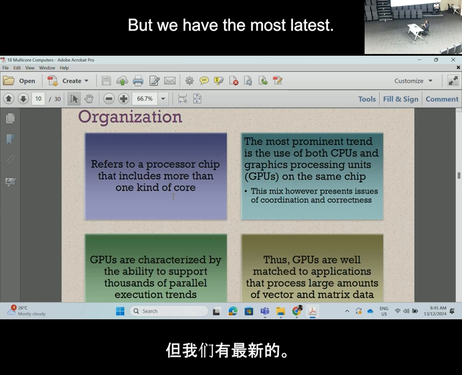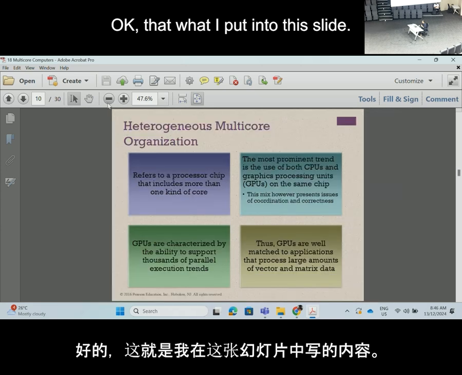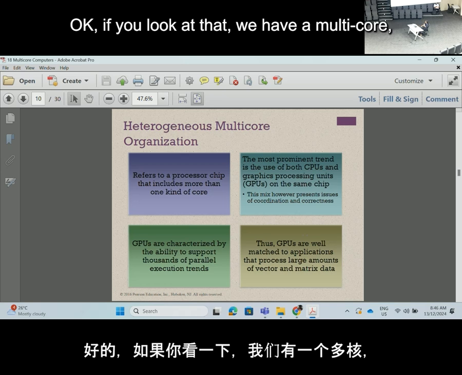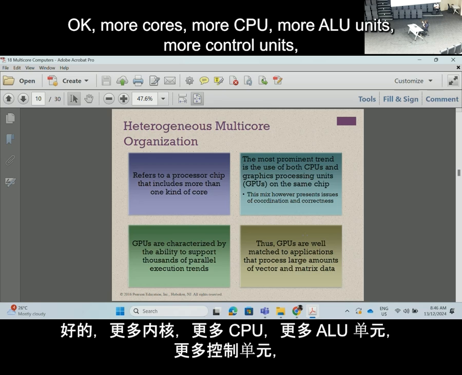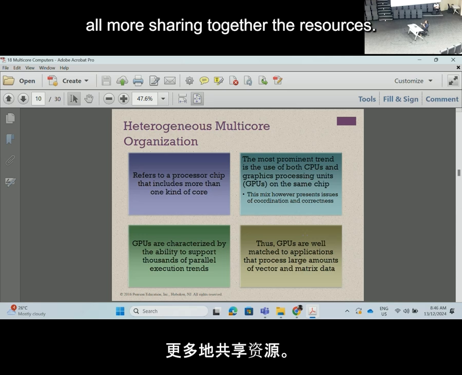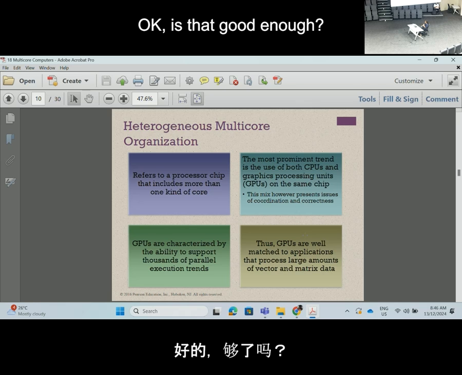But we have the most latest, which we call the heterogeneous multi-core processor. That's what I put into this slide. If you look at that, we have multi-core: more cores, more CPUs, more ALU units, more control units, all more, sharing resources together, the bus is also shared. Is that good enough? No, still not good enough.